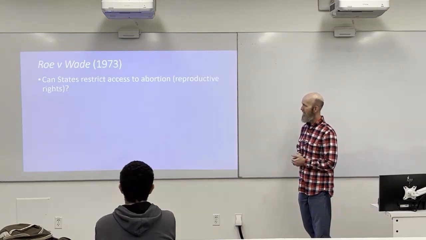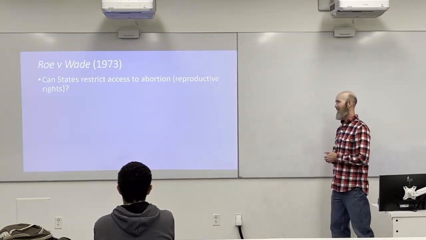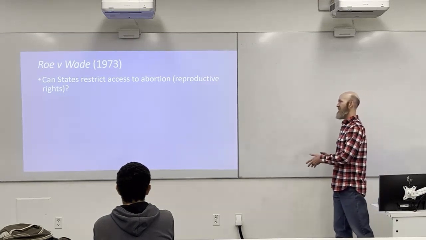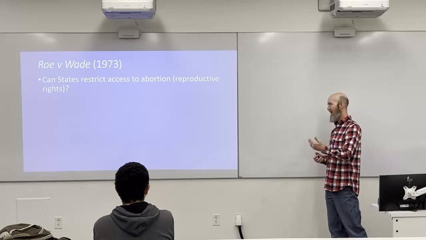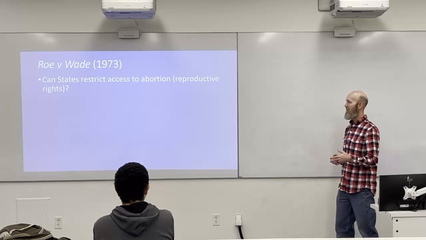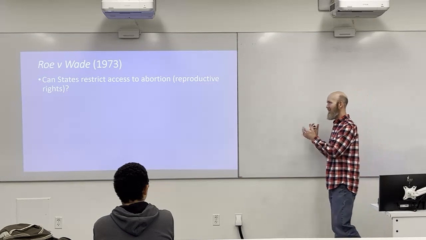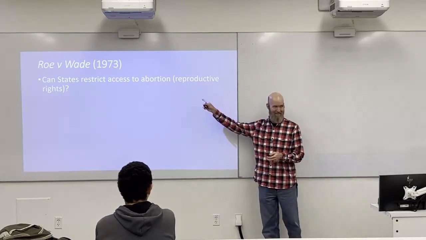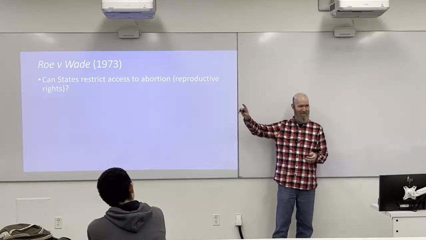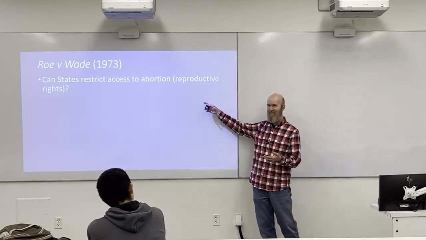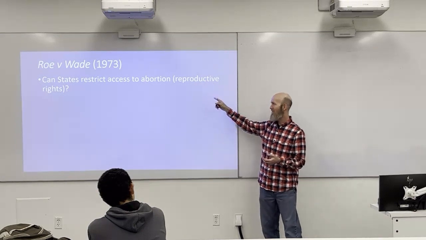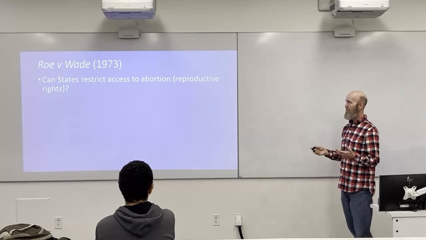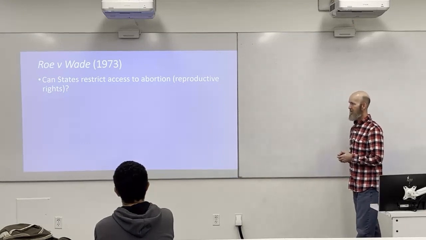Okay, Roe v. Wade. Roe v. Wade is a case about abortion or reproductive rights. Can states restrict access or limit access to abortion, outlaw abortion, also known as reproductive rights? It's very important that you know the phrase reproductive rights. Not that I can tell you it's going to be on the test as reproductive rights, but know the phrase reproductive rights is a synonym for abortion rights. So, Roe v. Wade, can states restrict abortion?